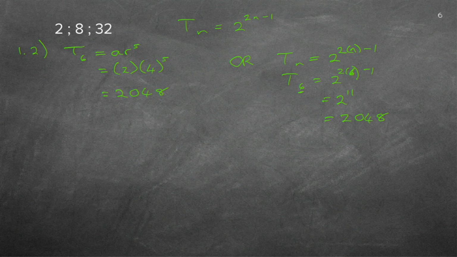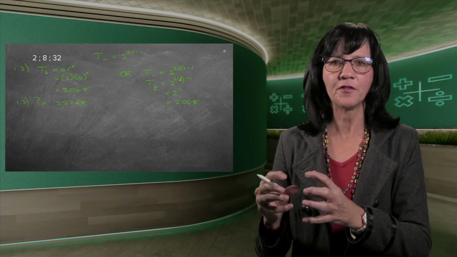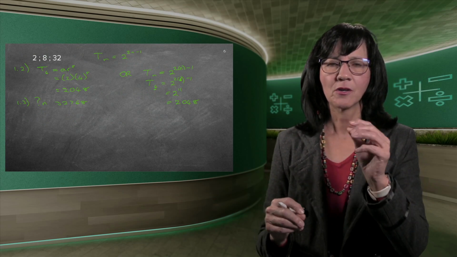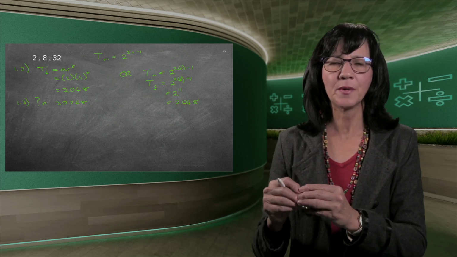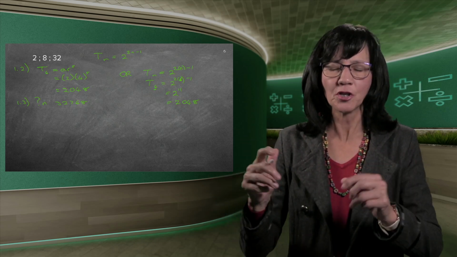Good. The last question, 1.3. They ask you, what position is 32768? So now they give you a very big fat number, and they ask you, what is the position of this term? So what are they giving you? The term itself. They're asking you, what is its position? The position is always the n.